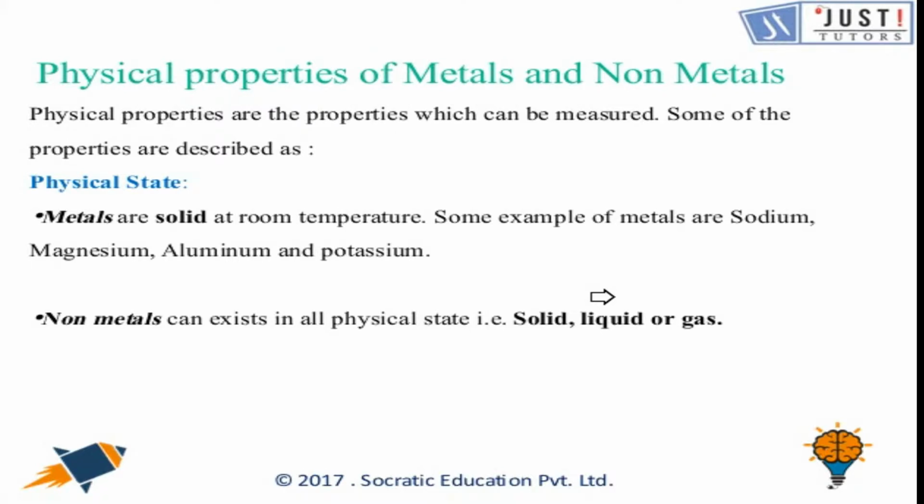First of all we have the physical state. Metals are generally found in the solid state at room temperature. Some examples of metals are sodium, magnesium, aluminium, gold, copper, and silver, while we have one exception as well. It's mercury, which is found in the liquid form. As you have seen in the thermometer, that's mercury that's been filled there, and that's a metal.